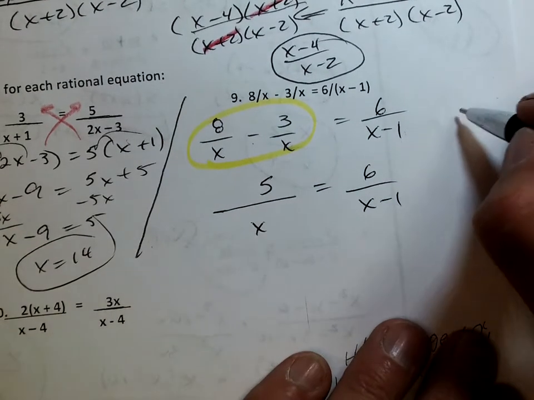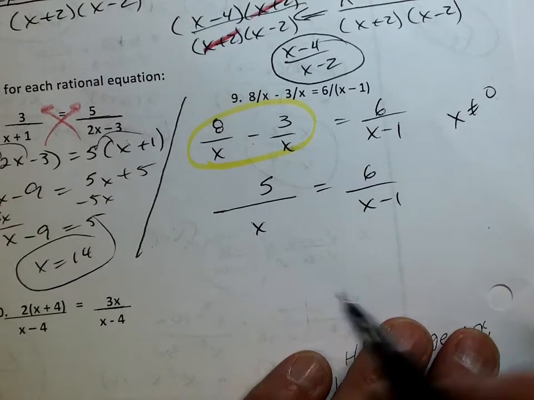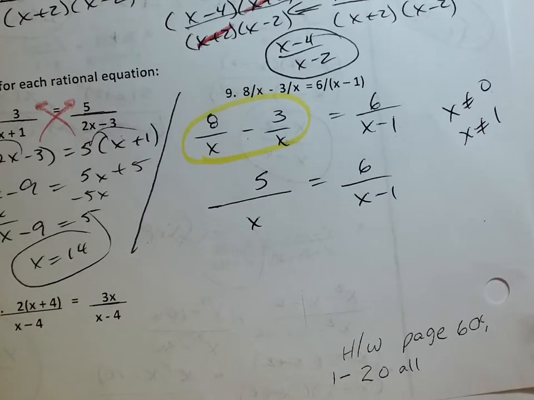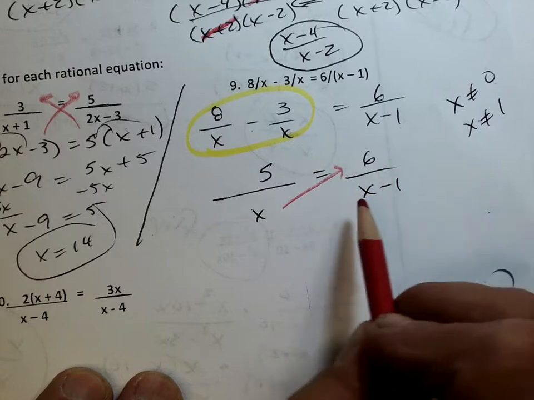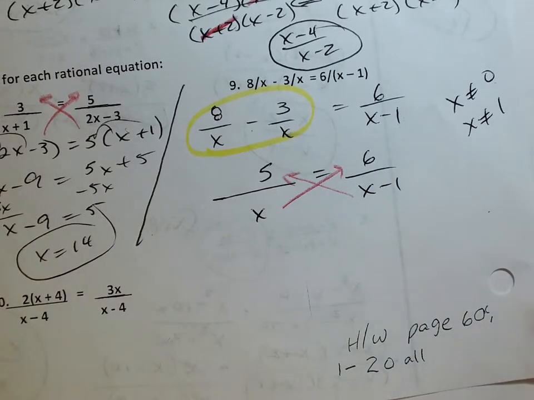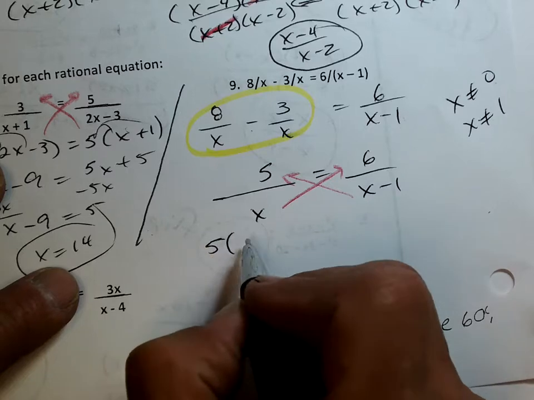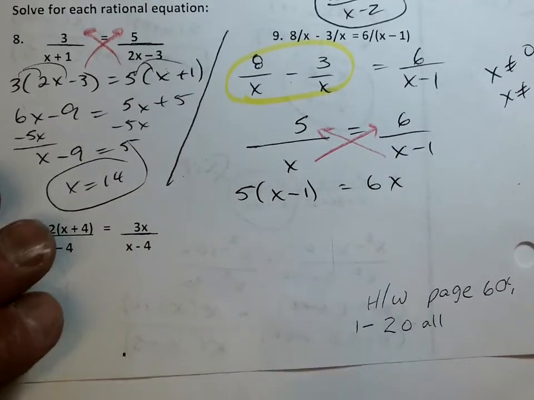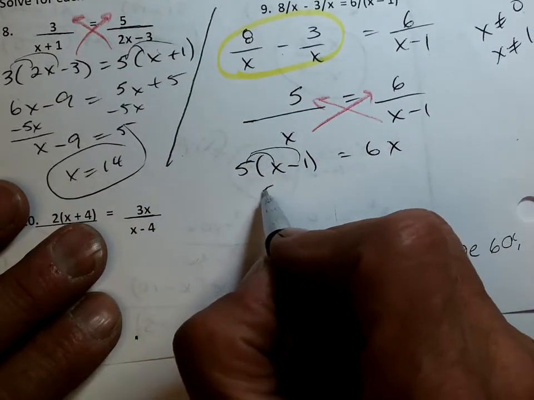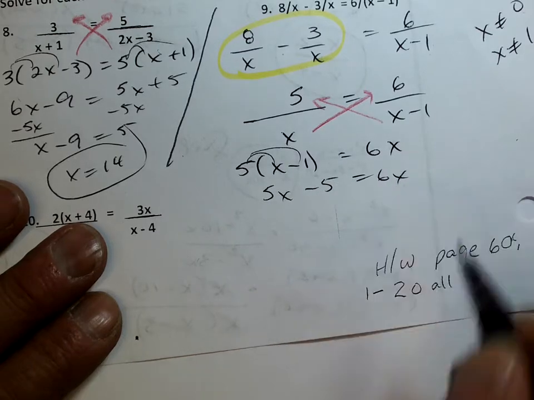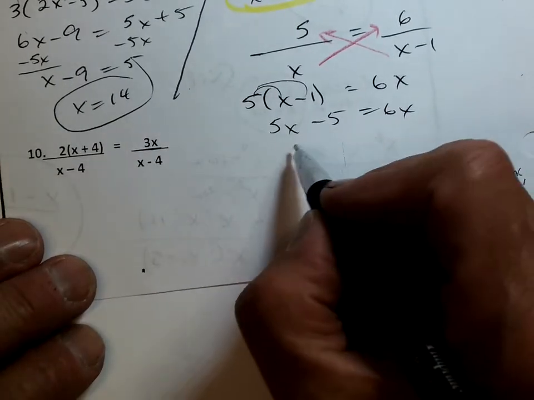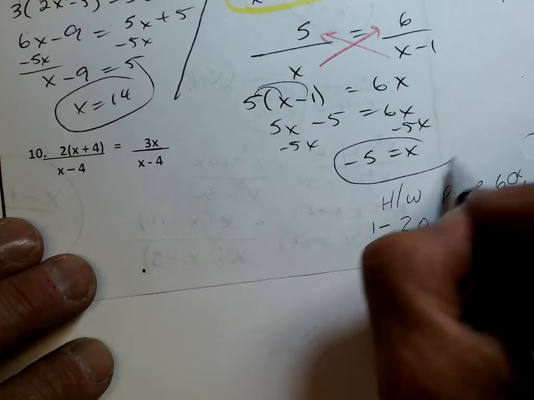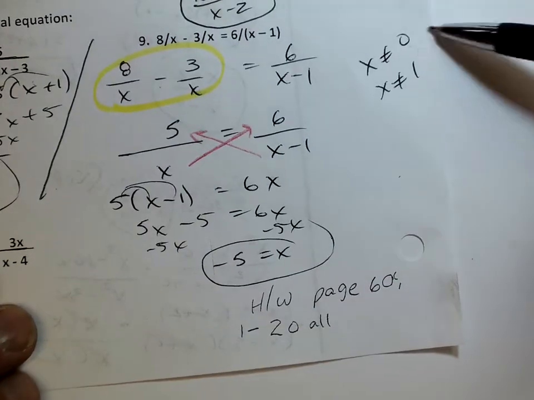Okay, now real quickly, I know x cannot equal 0 and x cannot equal 1. Okay, so I got a fraction equal to a fraction. Again, let's cross multiply. So I will have 5 times x minus 1 equals 6 times x. If I cross multiply, distribute. 5x minus 5 equals 6x. Minus 5x minus 5x. Negative 5 is equal to x. Boom. And I think we're okay. We don't have to throw any bad ones away, okay?